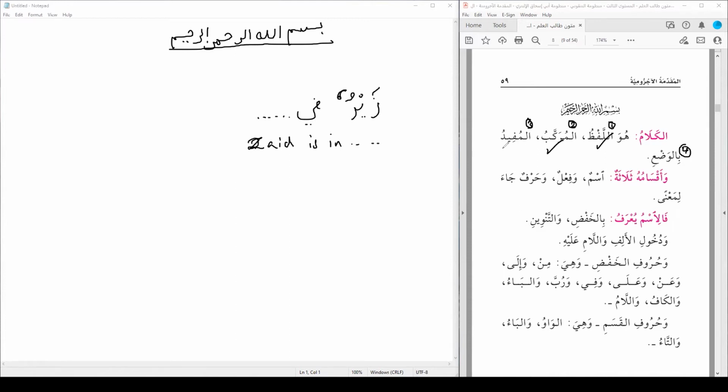Does it meet this particular condition here, al-mufid? Zaydun fi, Zayd is in. Well, actually, it's not beneficial because you're still waiting for more information to be given to you. Zaydun fi, for example, you might say Zaydun fil masjidi. Zaydun fil masjidi. Zayd is in the mosque. Now the condition of al-mufid, of something being beneficial and have a complete meaning, has been met.